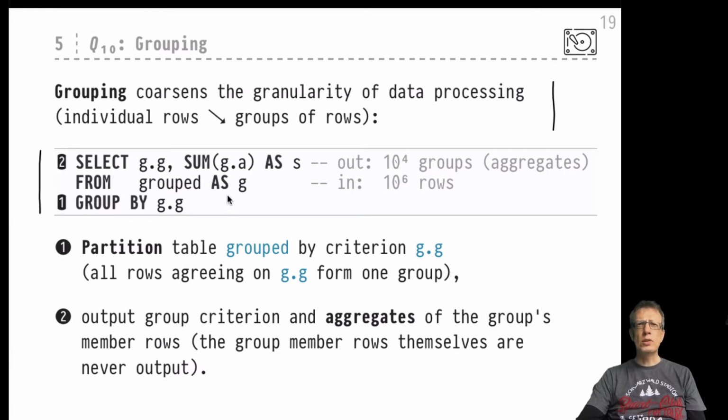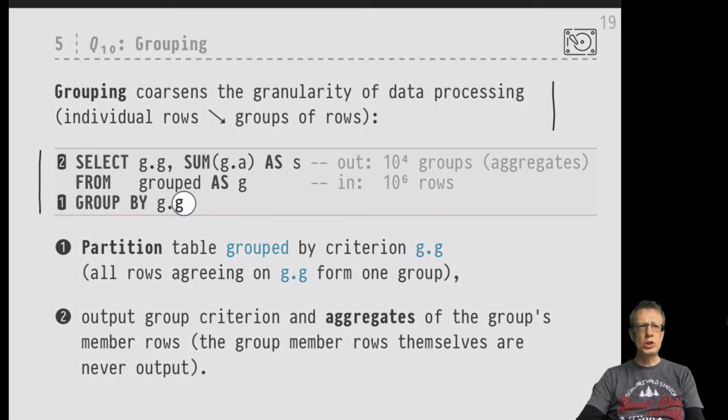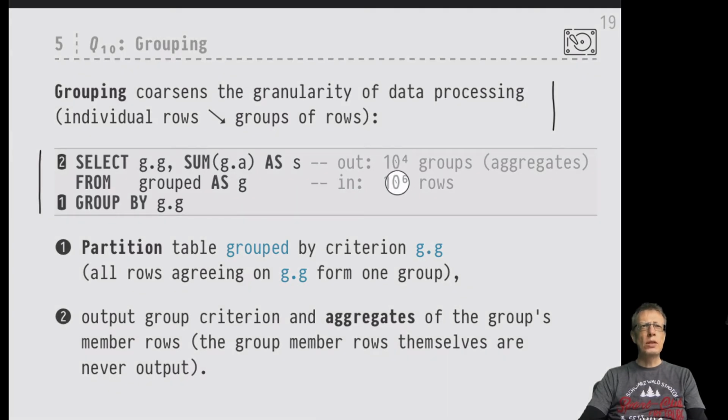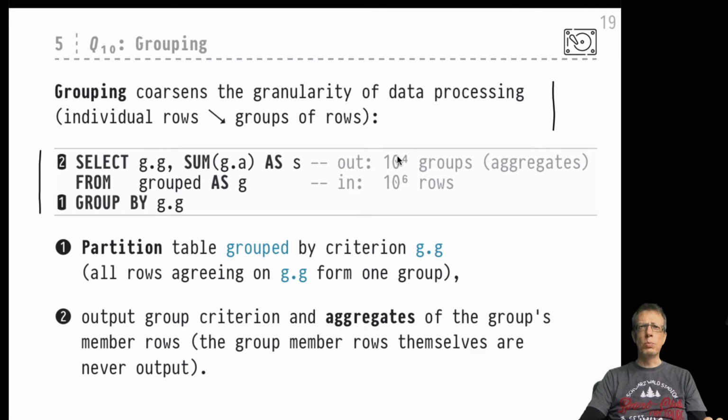Then grouping this particular table by a grouping criterion like column G here will coarsen the granularity. Many of these rows will fall into the same group because they share the grouping criterion. And after grouping, only individual groups are being output by SQL. Not every row will be seen in the output, but only every group. So normally we will see a substantial reduction in output cardinality. For example, a 1 million row table might only lead to 10,000 groups, so about 100 rows form one group in this particular example.